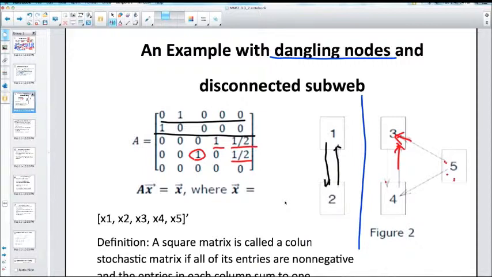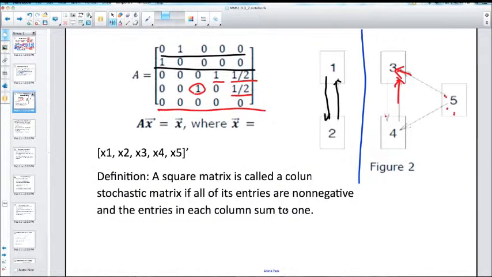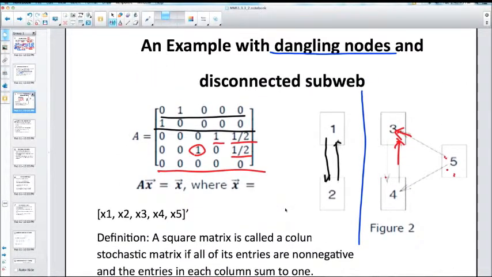We call it here the dangling node. Well, this dangling node has nobody giving any vote to it. So we got all those zeros. That will bring the trouble. I'm going to show you the trouble in a minute.